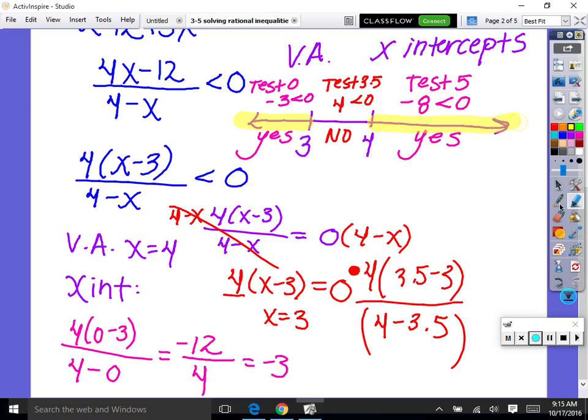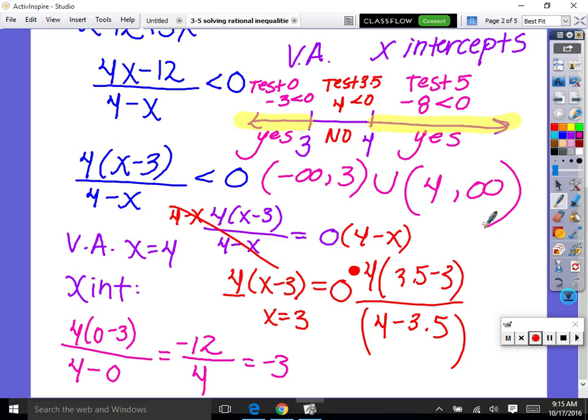Okay, so coming in from negative infinity up to 3 is a yes, correct? And then is 3 included? Was it also equal to 0? No, so we get parenthesis, parenthesis, union, also 4 to positive infinity. 4 is not included because it wasn't equal to 0. We know that's when it's equal to 0. 4 to positive infinity. So there's our answer.